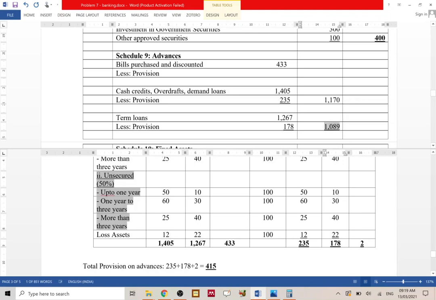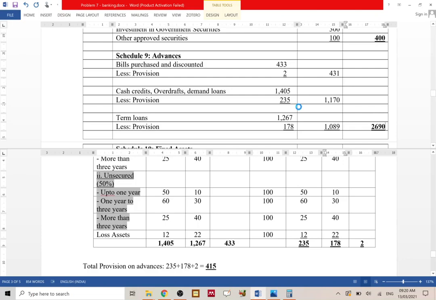After deducting the provision. Next, bills, the amount is 433 and the provision we have calculated over here is 2. So minus that 2. In the outer column you will get 431. Total of all your advances after deducting the respective provisions comes to 2690. Okay, total of all these after deducting is 2690.